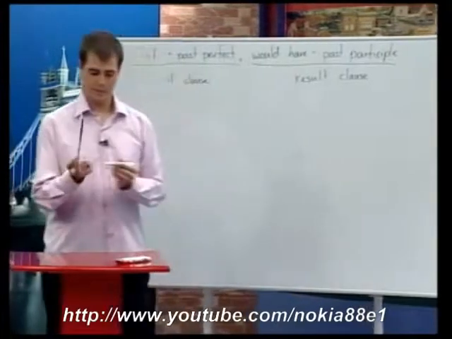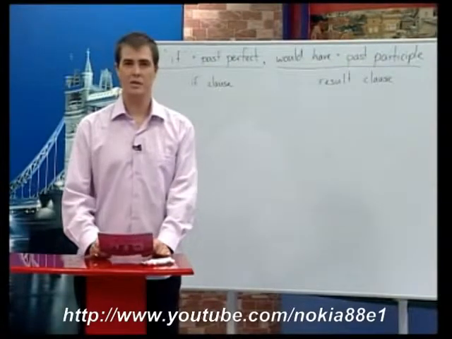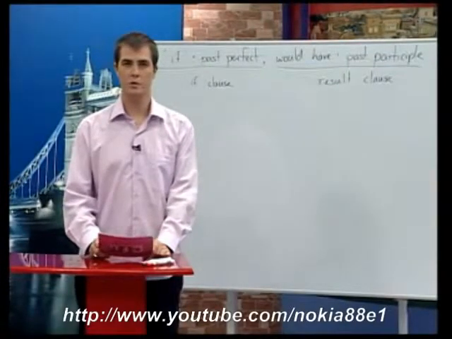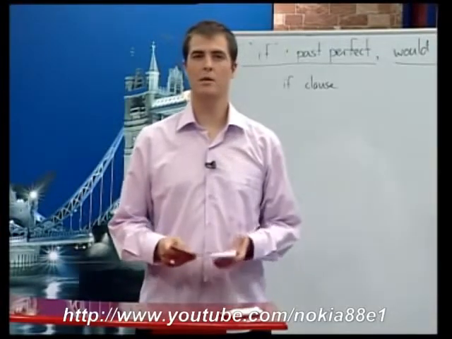Let's have a look at these examples. Okay. If the prisoner had told me about the problem, I would have helped him. So in truth, the prisoner did not tell me in the past. It's an untrue past situation. So the third conditional is used. Another example. If the burglar had studied the house plan better, he wouldn't have been arrested. So what actually happened? The burglar didn't study the house plan. So he was arrested. It's an untrue past action, so we use the third conditional.